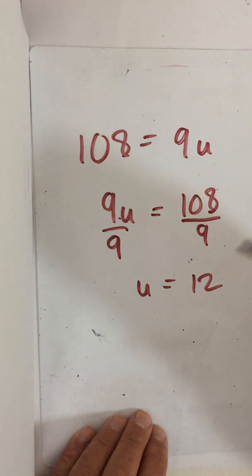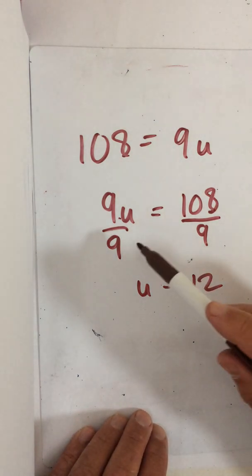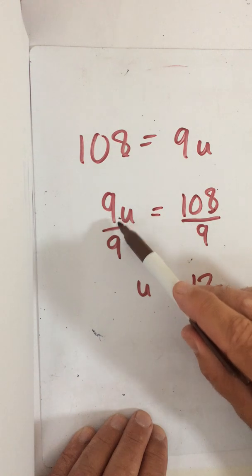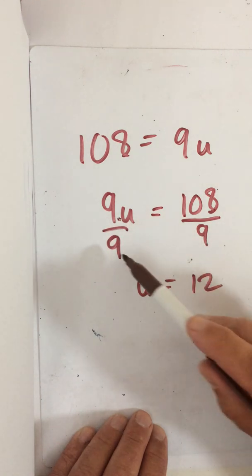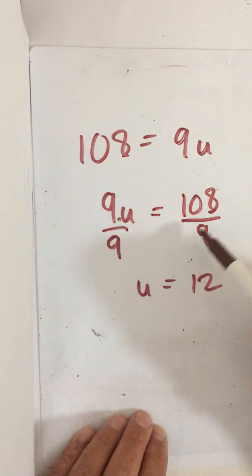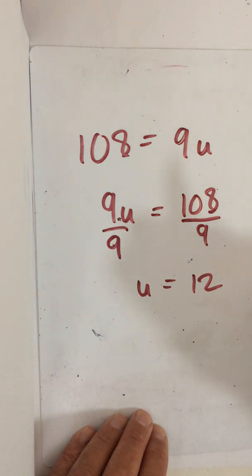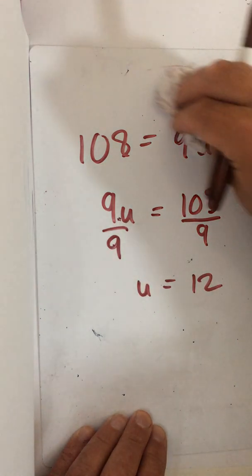Okay. So it is the same principle as the last time, but this time, because this is a multiplying, we divide to get rid of the 9. Okay, and we do the same on the other side.